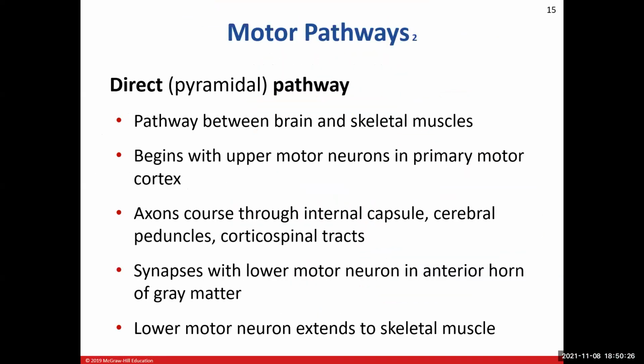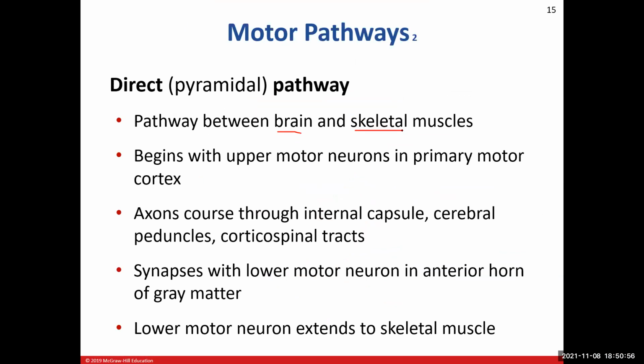All right, so let's talk about our first pathway, which is known as the direct pathway or the pyramidal pathway. So this is basically what is occurring between your brain and your skeletal muscles. Like right now, as I am highlighting certain things on these slides, I am using this pathway. And for those of you that are taking notes or maybe typing something, you too are using this pathway.